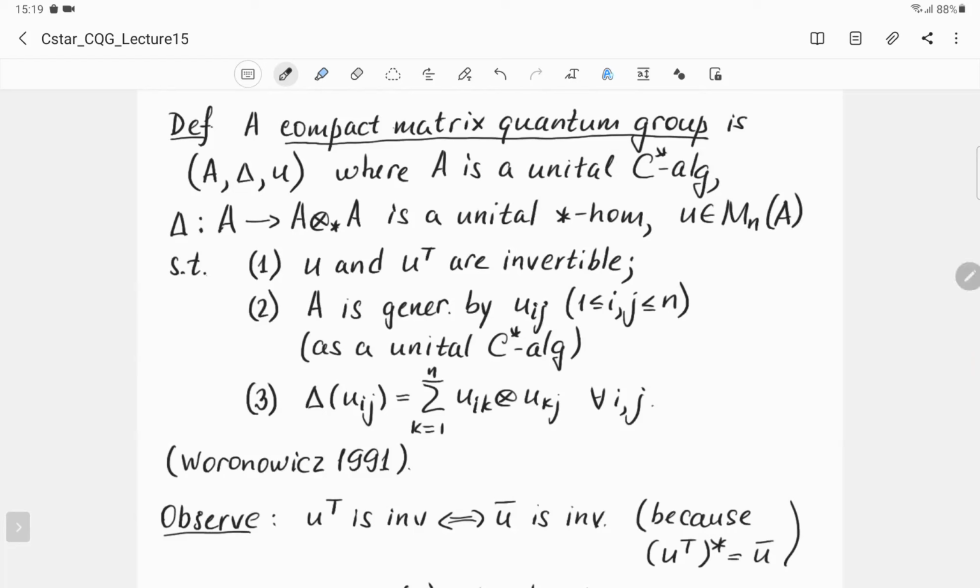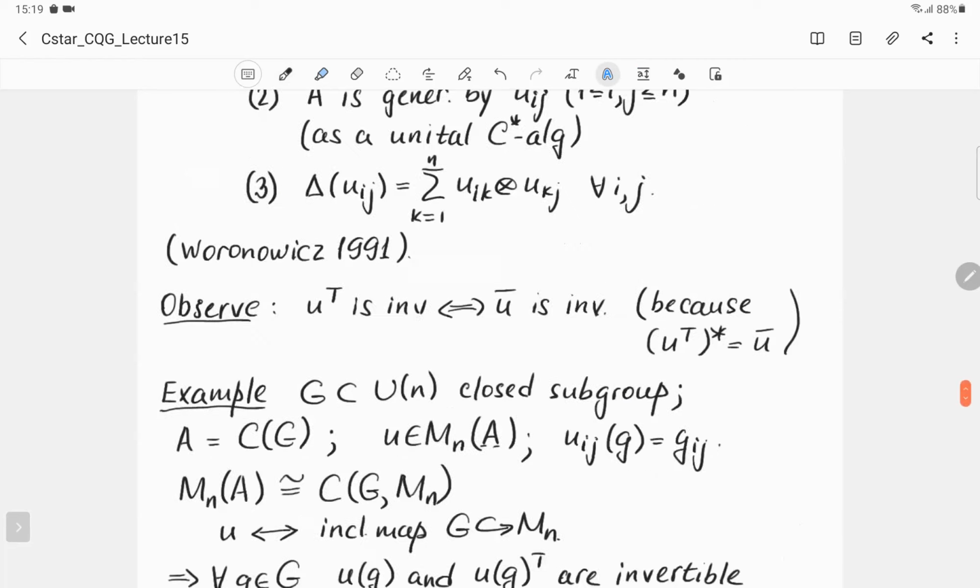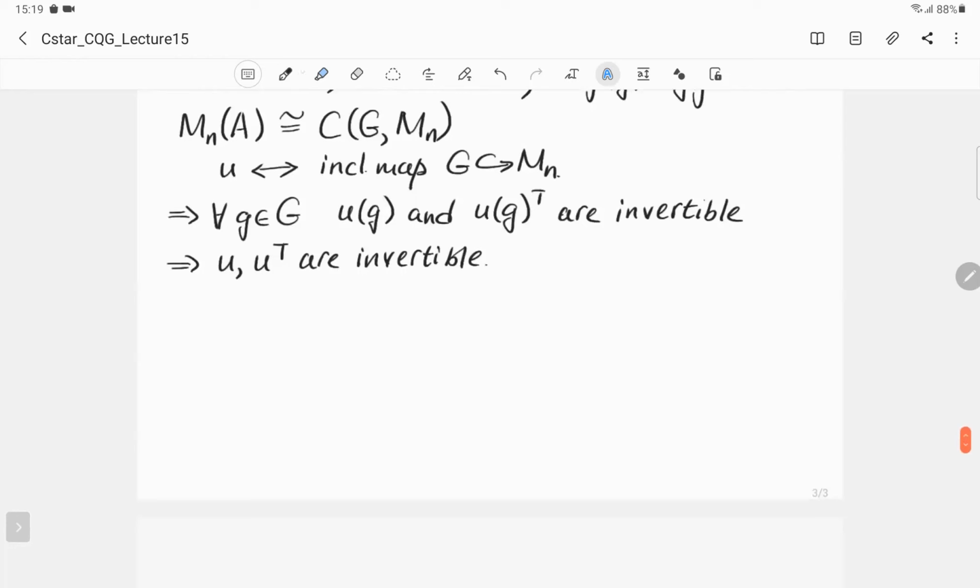Condition 2, that A is generated by the matrix entries, follows from the Stone-Weierstrass theorem. The Stone-Weierstrass theorem implies that condition 2 holds. And to prove condition 3, we do a simple calculation.